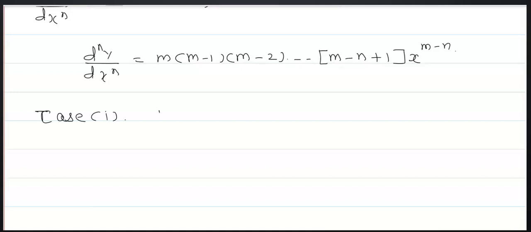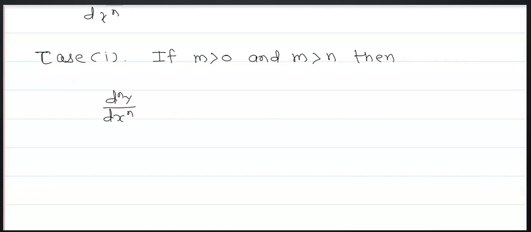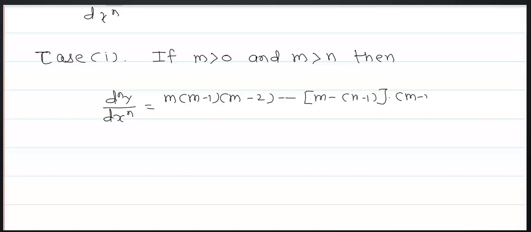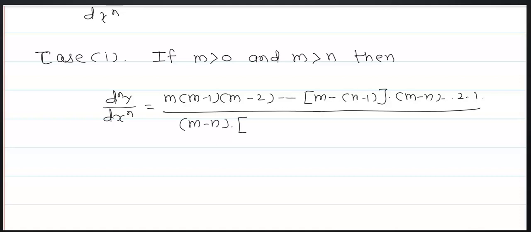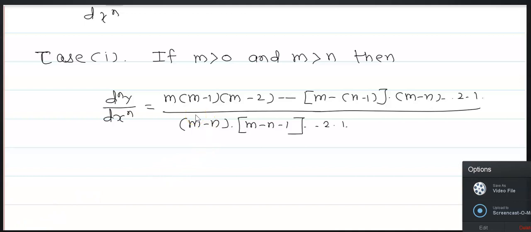Now, in this case, we will consider two cases. If m is greater than 0 and m is greater than n, then what will happen? Therefore, dⁿy/dxⁿ is equal to m into m minus 1, like all these terms. In this case, we are multiplying the numerator and the denominator by one more term, that is m minus n, m minus n minus 1, up to 2 into 1. These two terms are the same terms, that's why we are multiplying.